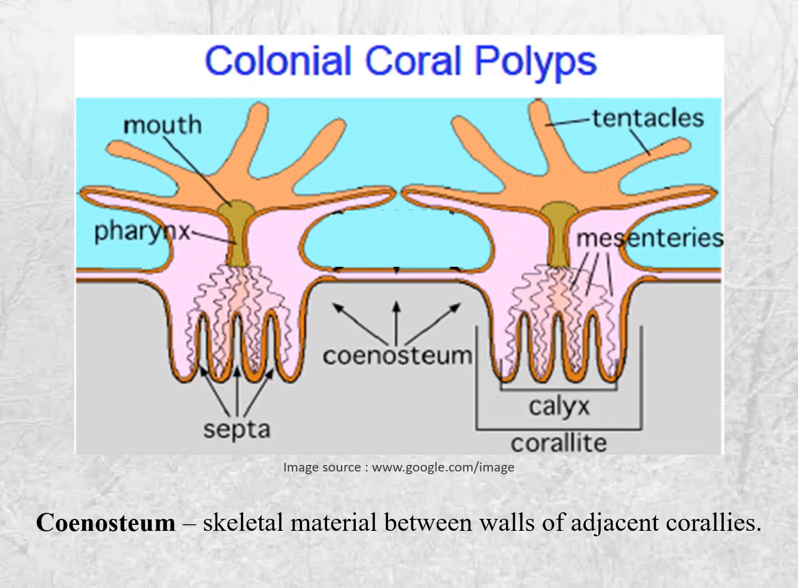Here you can see a coral colony where the successive corallites are joined together, and the skeletal material between two corallites through which they are joined together is known as cenostem.